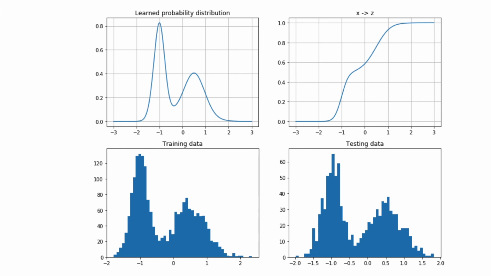In the next video, we will look at how we can use more than one normalizing flow in sequence to get more powerful models. The link to the code is available in the description below.